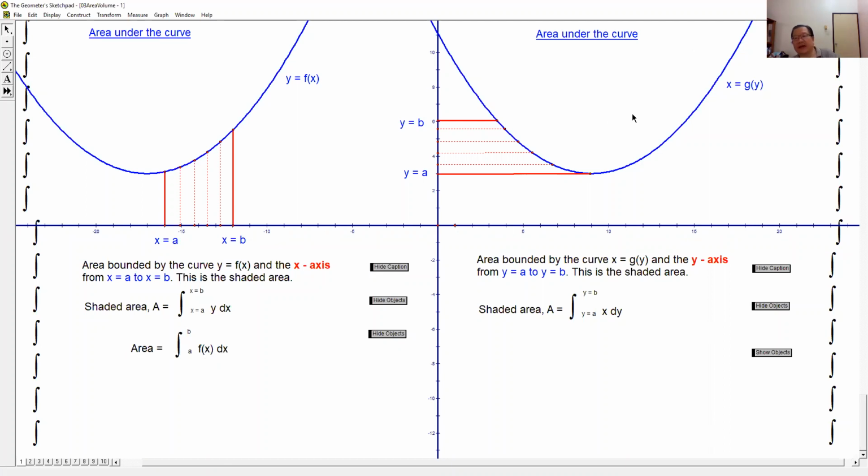Now we look at the right hand side. The area equals the integral of x dy. So you cannot integrate x with respect to y. You have to convert the x to a function of y. So the area is the integral of g(y) dy. That means you are integrating a function of y with respect to y, and the upper and lower limits are y equals a and y equals b. Okay, so far, any question?